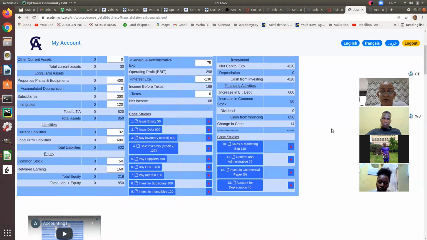Now, invest in commercial paper. What does that mean? What is commercial paper? Let me define it. Commercial paper is government bonds, stocks of another company, anything where I can take my money and buy some papers, but they reflect assets.